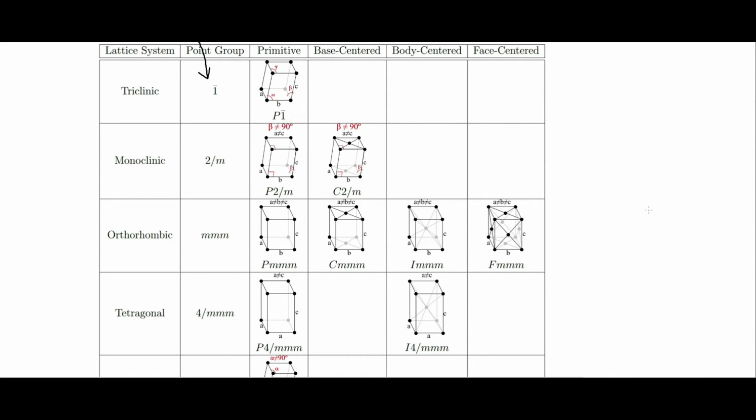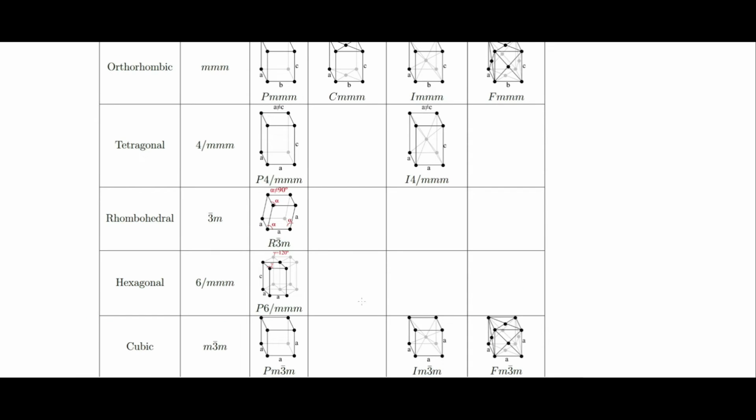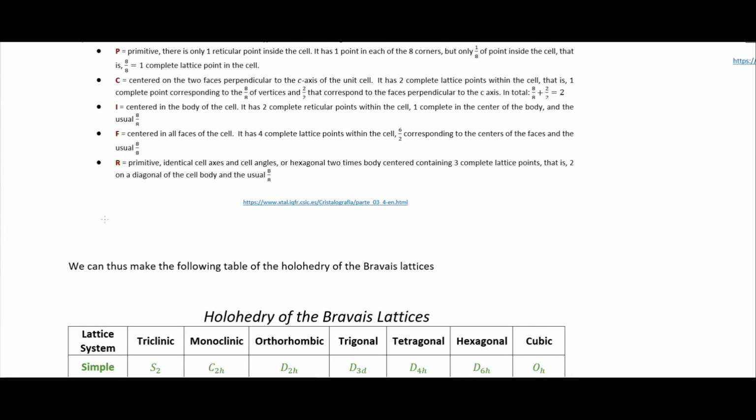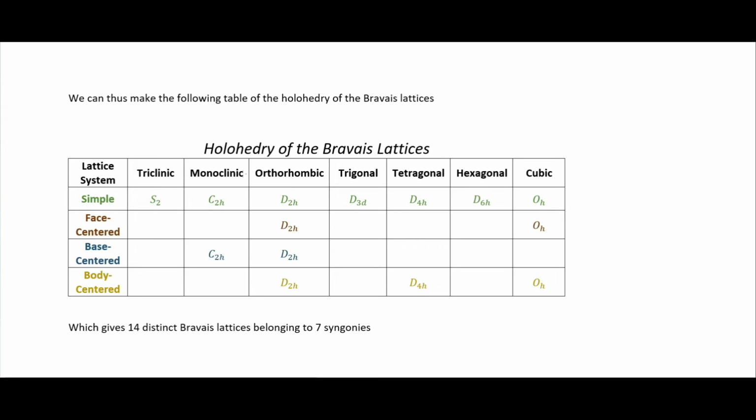But as we will discover in the next video, there are actually a lot more than this, because there are the screw axes and the glide planes and things like that that add a lot more different types of crystals that we can have. But I'm not going to get too much into that right now. So right now we will go down here, and this is looking at the holohedry of the Bravais lattices.